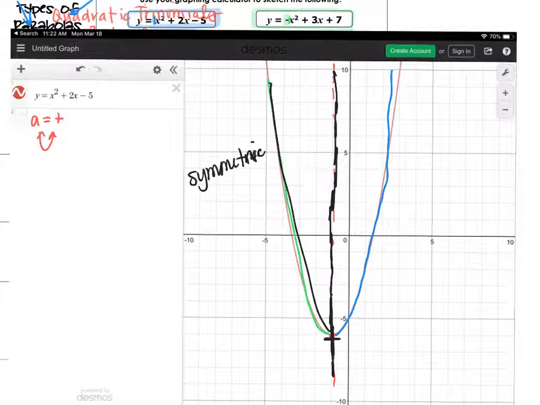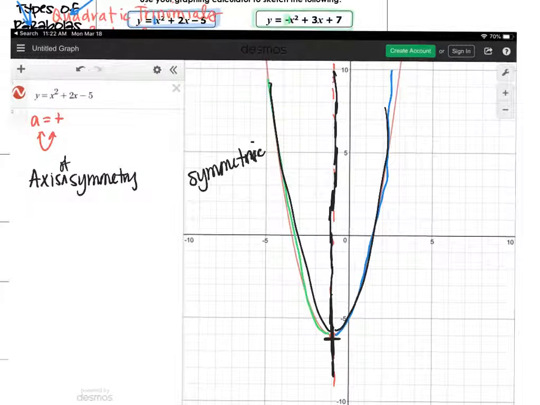So the left side is exactly the same as the right side when you have symmetry, and you fold it along that dotted line. That dotted line is called the axis of symmetry, and that's the next word in your notes. The axis of symmetry is an imaginary vertical line that goes through the middle of the parabola. It goes through the vertex. It shows you where the line of symmetry is in the parabola, and how to cut the parabola into two equal parts. And that's your axis of symmetry.